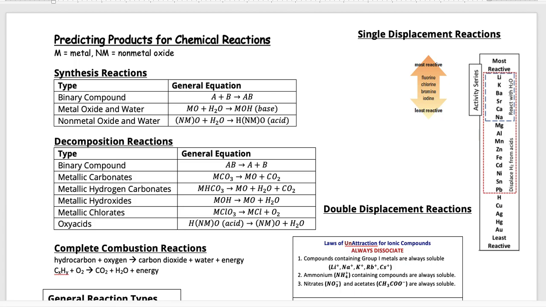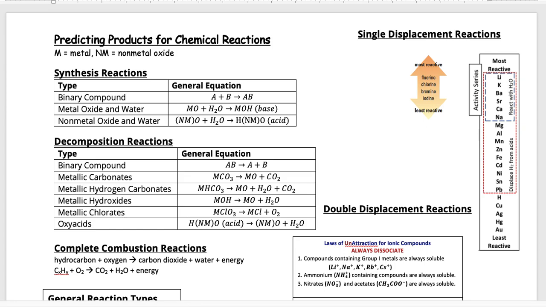Today we're going to be looking at predicting the products of chemical reactions when we have just the reactants. Okay, so in order to do this, I want you to go back and watch the different reaction type videos, just to refresh on what those reactions look like when you have the reactants and products.